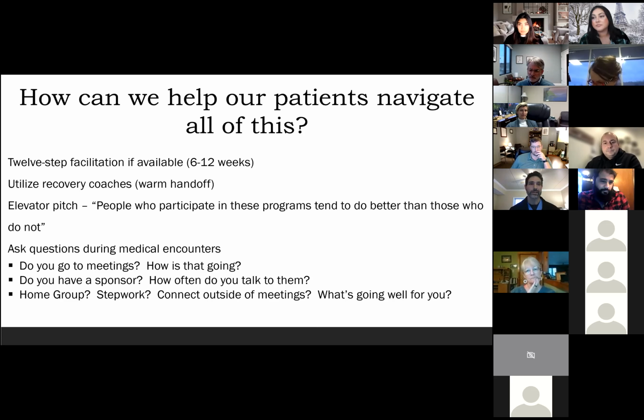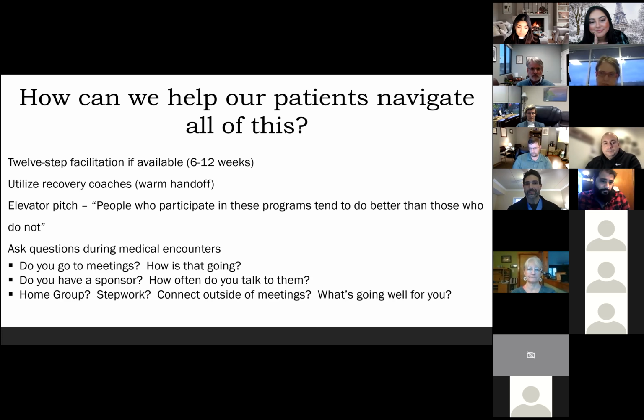So we have recovery coaches, and not every place has recovery coaches, but if you have them, they can be a really amazing tool. And if you don't have recovery coaches, sometimes the 12-step community can have people that will be willing to come and talk to other people that are struggling or considering starting a 12-step program.